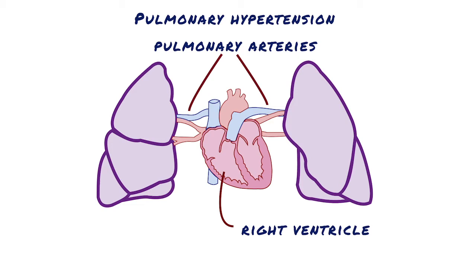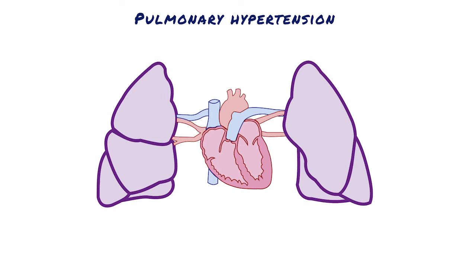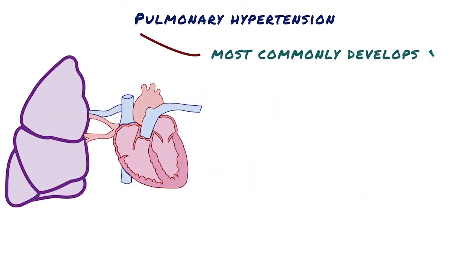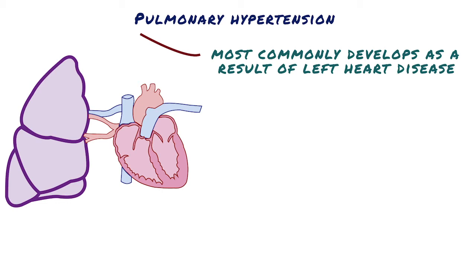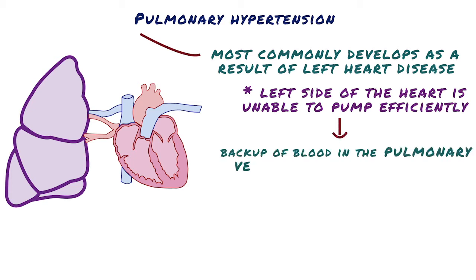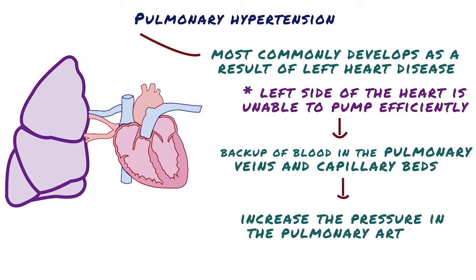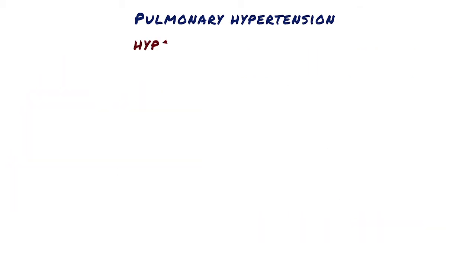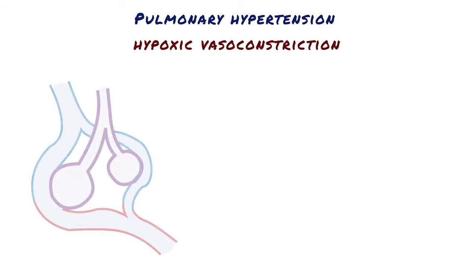completing the pulmonary cycle. Pulmonary hypertension most commonly develops as a result of left heart disease. Here, the pulmonary blood vessels are normal and undamaged, but the left side of the heart is unable to pump efficiently. This causes a backup of blood in the pulmonary veins and capillary beds, which can increase the pressure in the pulmonary artery. Additionally, hypoxic vasoconstriction can cause pulmonary hypertension.